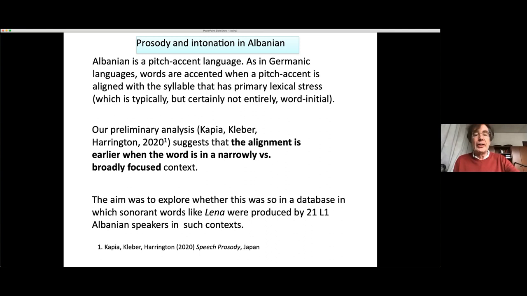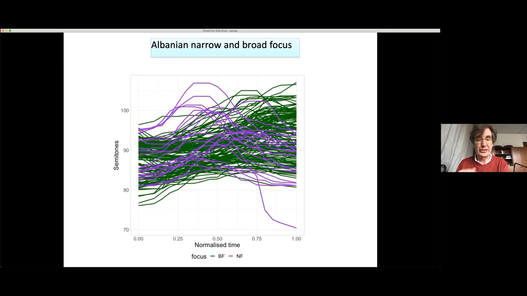Fine. Okay. So there are alignment differences then when the word is in a narrowly versus broadly focused context. And so what we wanted to do then was to use FPCA to see if this was so in a database with sonorant words like Lena that had been produced by 21 L1 Albanian speakers. So if you just look at all of the fundamental frequency contours for the broad focus contexts, which are in green, and the narrow focus contexts, which are in purple, it's a bit of a mess, isn't it, really?